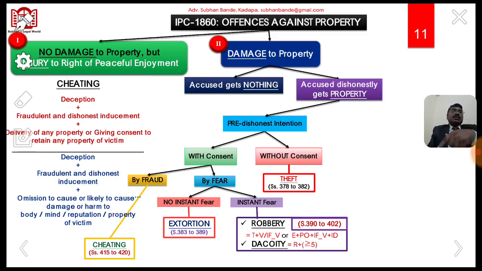The second part of section 415 defines cheating in another way. There must be some deception, there must be some fraudulent and dishonest inducement by the accused to the victim. Through that fraudulent and dishonest inducement and deceitful means, the accused makes the victim omit something. Because of the omission, certain damage or harm is caused to the body of the victim, to the mind of the victim, to the reputation of the victim, or to the property of the victim. It is the second part.